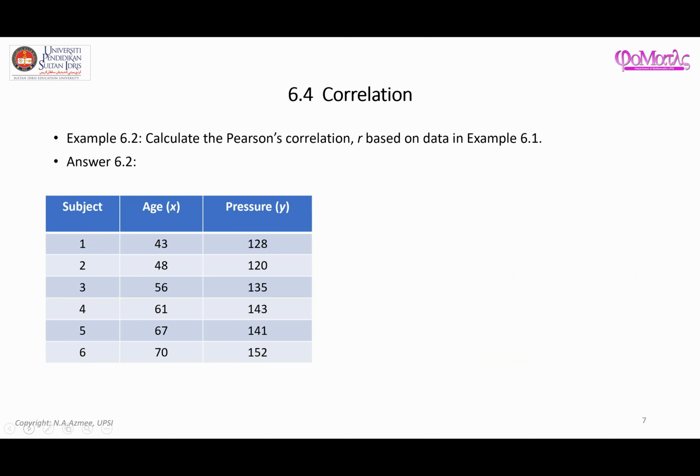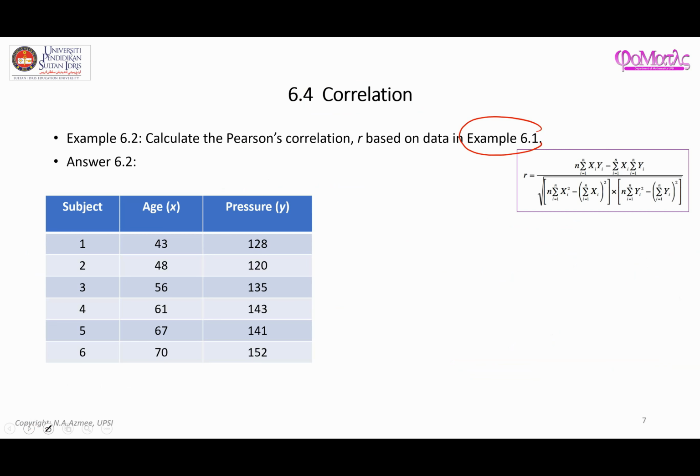Okay, so now based on the same data which we have seen in example 6.1, let us try to obtain the Pearson's correlation. The formula that we need to use is this one here, and you will see that this n here is the sample size. So sample size is 6, and in order to obtain this, this is the sum of xi multiplied with yi. That means you need to multiply x and y together. So first, you need to find the results of multiplying x and y together.